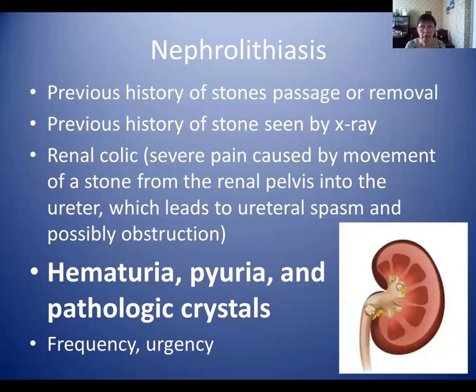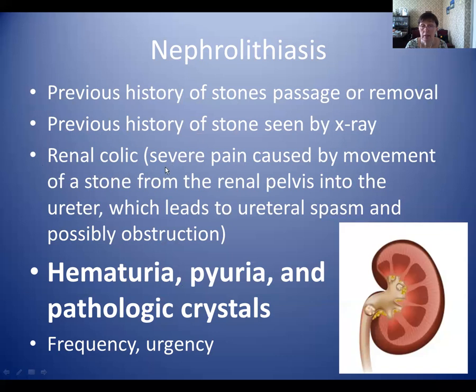And the next pathology that we will speak about a bit is called nephrolithiasis. If we want to put such a diagnosis, we need to know about previous history of stone passage or history of stones seen by X-ray. It may be also a renal colic.